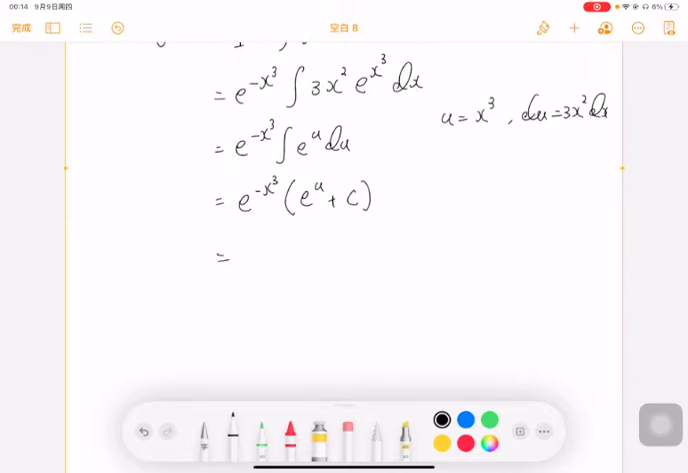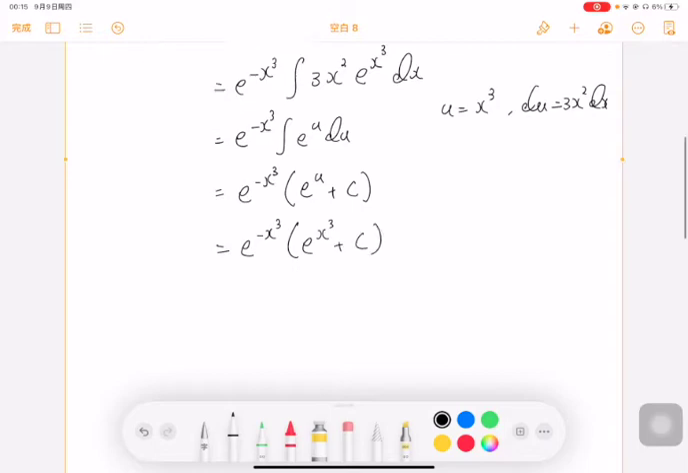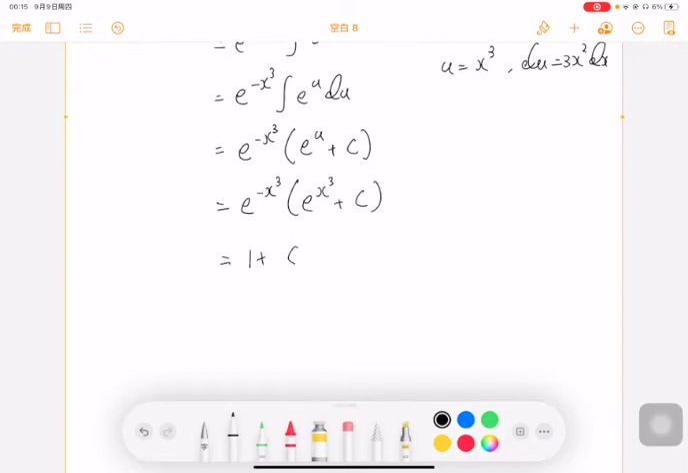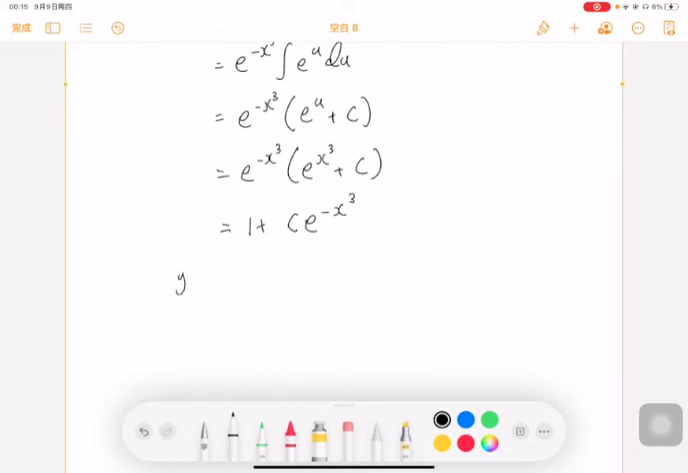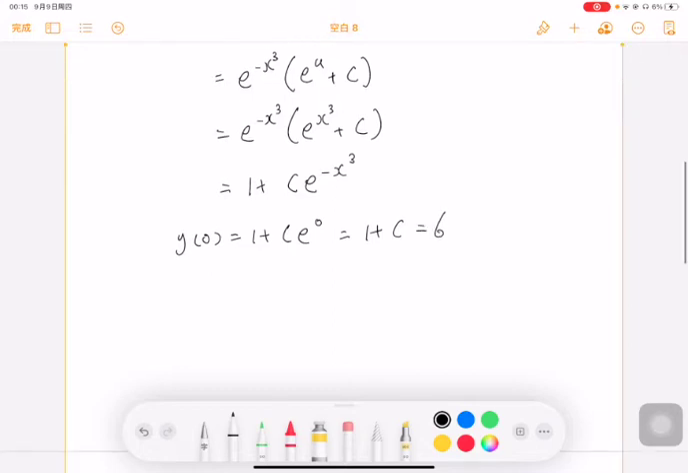Okay, and that gives us e to the minus x cubed times e to the u plus constant c, and plug in e to the u, which is e to the x cubed, so we get e to the minus x cubed times e to the positive x cubed plus c, and that is just 1 plus c times e to the minus x cubed. The last thing we do is plug in the initial value, y of 0 equals 6. Now y of 0 equals 1 plus c times e to the 0, which is just 1 plus c because e to the 0 is 1, and that needs to equal 6. That tells us c is 5. So y equals 1 plus 5 times e to the minus x cubed.